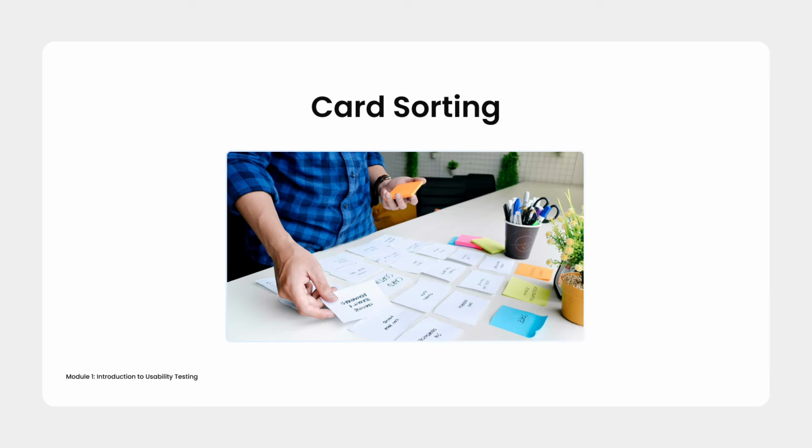Now, let's talk about card sorting. This technique helps you understand how users categorize and organize content. Participants are given cards with different topics and asked to sort them into groups. It's fantastic for informing site structure and navigation.